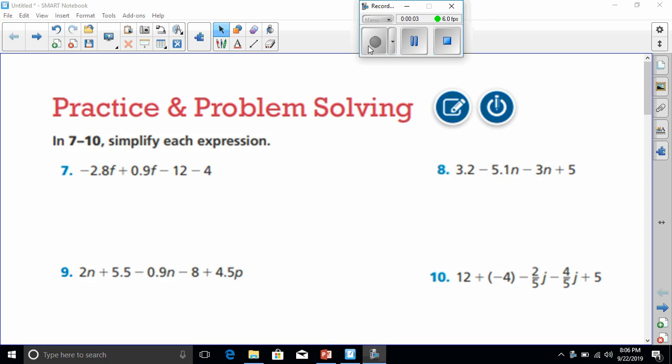Today we're going to be doing practice and problem solving for simplifying expressions. I'm going to do all the odd ones today. That's going to leave the even ones for you. Well, number 7 starts with negative 2.8f plus positive 0.9f, negative 12 and negative 4.